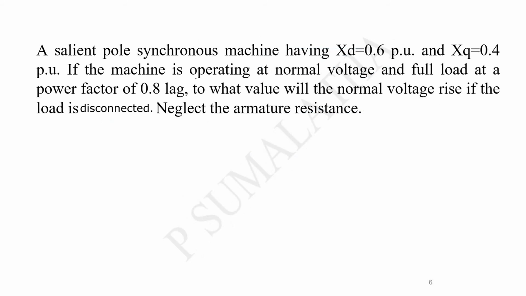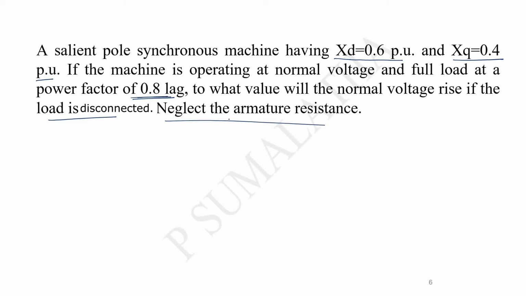A salient pole synchronous machine is having direct axis reactance 0.6 per unit and quadrature axis reactance 0.4 per unit. If the machine is operating at the normal voltage and the full load at power factor of 0.8 lagging, to what value will the normal voltage rise if the load is disconnected? Neglect the armature resistance. Here we need to find out the excitation voltage.